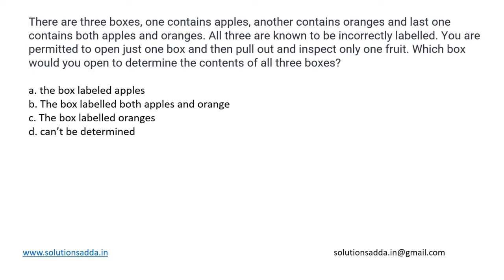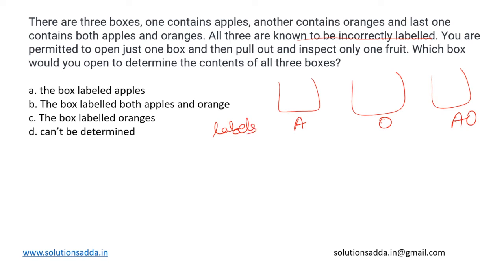This is a standard GK type of question you might have already seen. There are three boxes. One of them contains apples, one of them contains oranges, and the last one has both apples and oranges. But all three of them are incorrectly labeled. So let us say these are their labels: apple, orange, apple orange. Now if these are the labels and all are incorrectly labeled, then the contents of the first box can be either orange or apple orange. For this one, the contents can be apple or apple orange. The last one can have either apples or oranges.